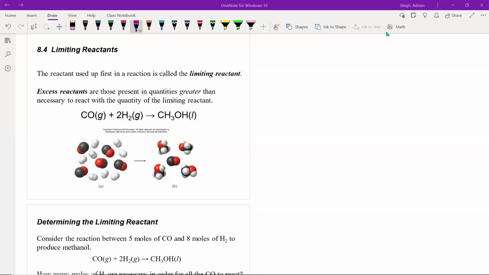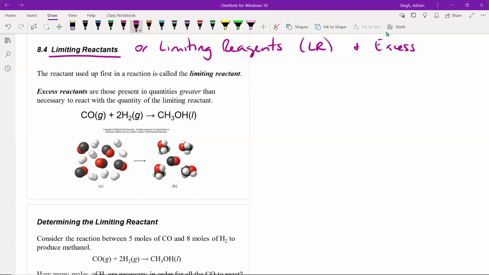So we're going to take a look, first of all, at two types of reactants that we will encounter in a chemical reaction. We're going to call them limiting reactants. These are also known as limiting reagents, which we'll abbreviate as LR. And then in contrast to limiting reagents, we have other things that are called excess reactants or excess reagents. And the name kind of suggests what these do or what their characteristics are. We'll take a look here at a very simple example to illustrate this point.